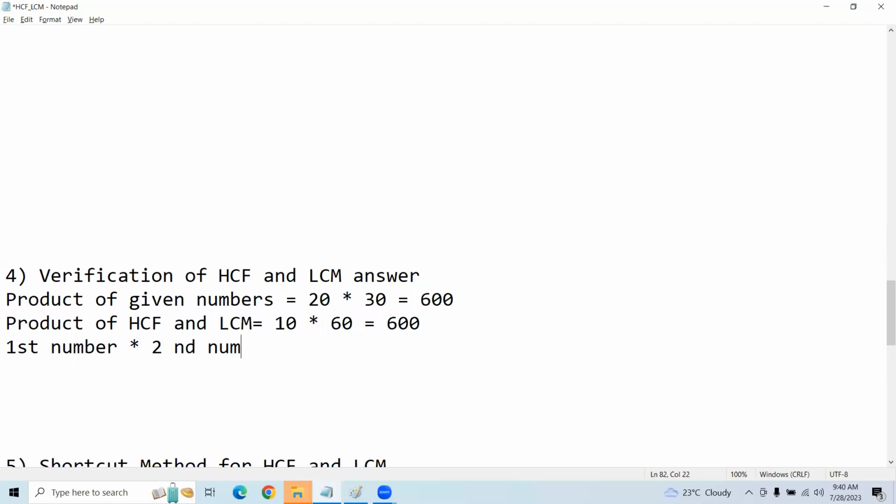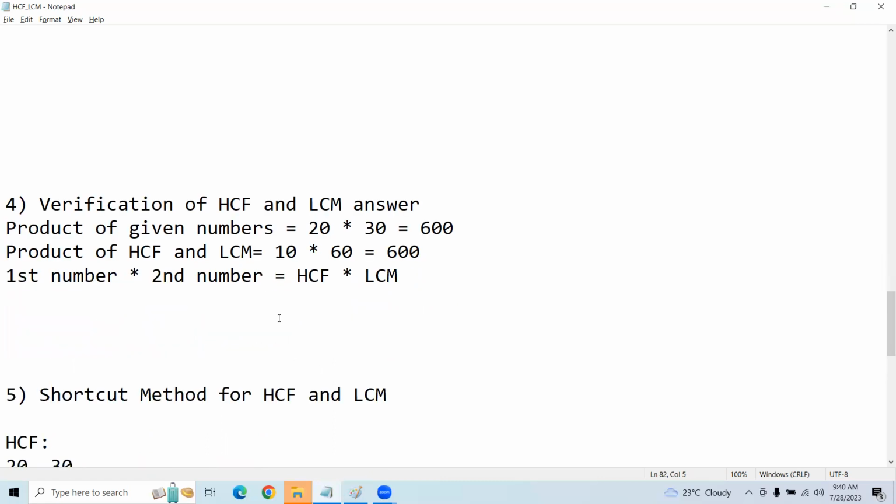First number into second number is equal to HCF into LCM. In this way, you can verify your answer. But this is applicable only for 2 numbers. So if you get any 2 numbers, you find the HCF and LCM of them. You just multiply those 2 numbers and also multiply HCF and LCM and compare. If your answer is equal, then your answer is correct.